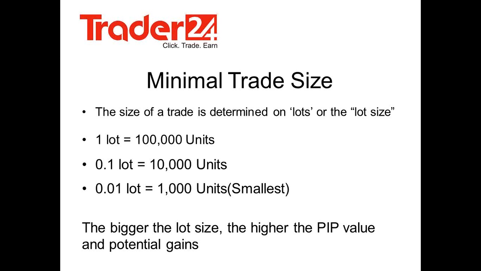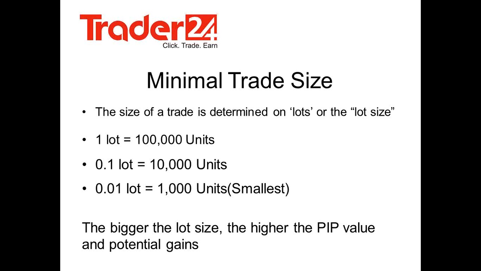Let me quickly go through the minimal trade size that we offer here. The size of a trade is determined in lots, or the lot size, also known as volume. You'll find that it's labeled as volume on the MT4 platform. We have different lot sizes here. One lot is equivalent to 100,000 units and will give you a pip value of 100 Rand per pip or $10 per pip. Then you have a 0.1 lot position, which you divide by 10, giving you 10,000 units, and a pip value of 10 Rand or $1.